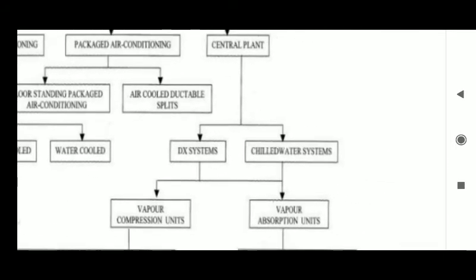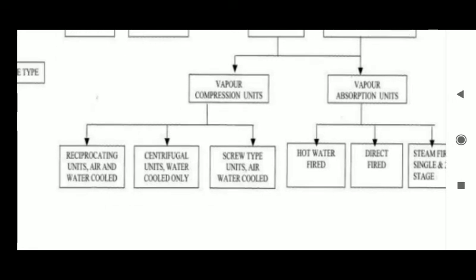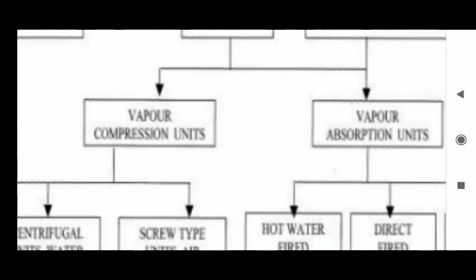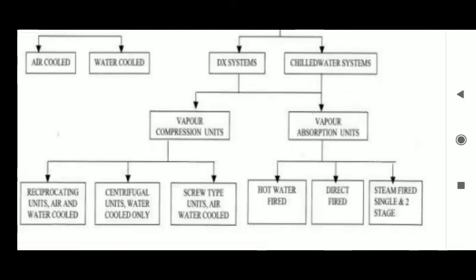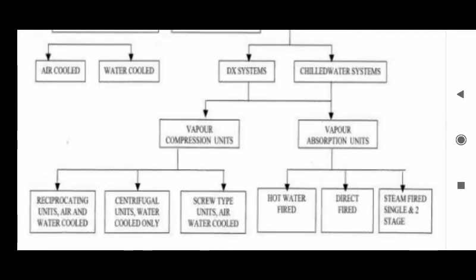Then under the central unit, we have what they call the DX system, and we have what they call the chilled water system. So then we have the vapor compression unit, then we have the vapor absorption unit. I will show you this as we progress along. The vapor compression unit is what I've initially explained. The vapor absorption unit uses another form to cool the air conditioning system.